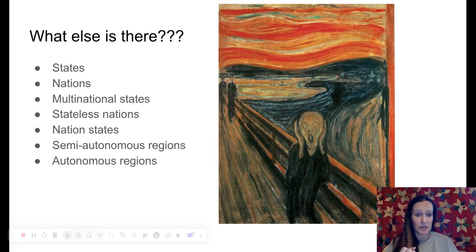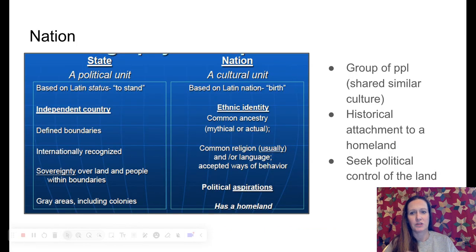Okay, you can just be a state, you can just be a nation, you could be a nation state, you could be a multinational state, you could be a stateless nation, you can have a semi-autonomous region, you can have an autonomous region. Right? Don't be overwhelmed. Once you get the basic definitions, just by looking at multinational, okay, more than one nation, you'll remember. So after we review this a couple of times, if you don't get it right away, you'll get it soon.